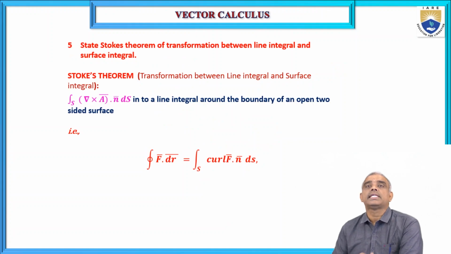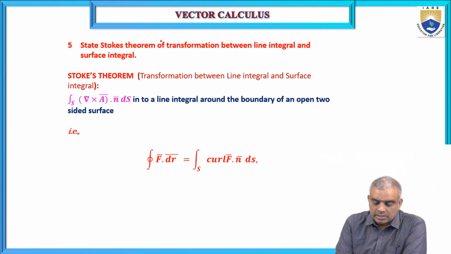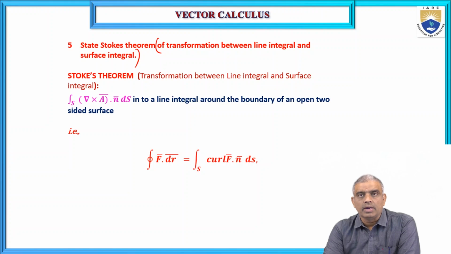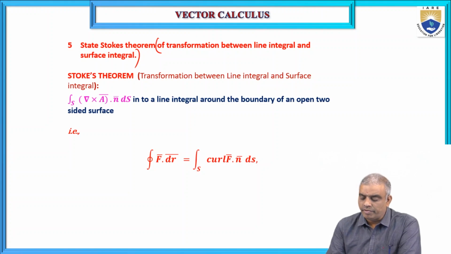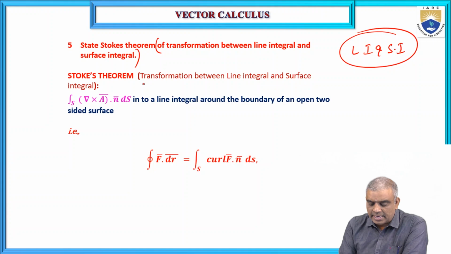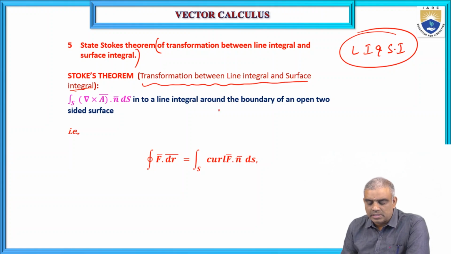Now, state Stokes theorem, the transformation between line integral and surface integral. Stokes theorem is a vector integral theorem which gives the relation between line integral and surface integral. It gives the integral over S of del cross A bar dot n bar ds, equal to the line integral around the boundary of an open two-sided surface.